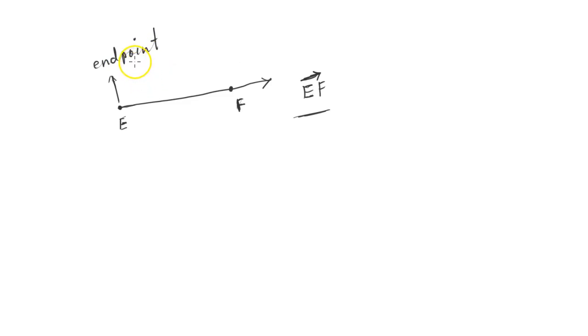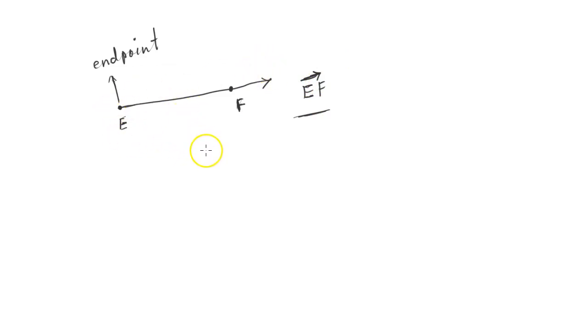And then we can refer to a specific ray by stating its endpoint and any other point on it. For example, I take this point E and then another point on the ray as F, and then I call it the ray EF, and in symbol notation I can write it like this. So this was basically a ray.